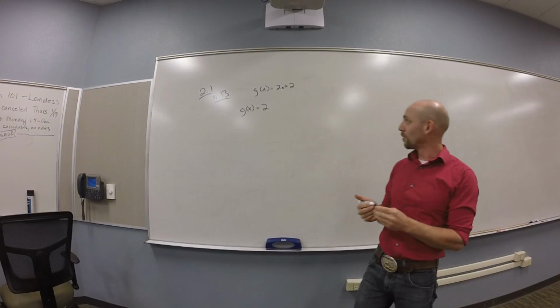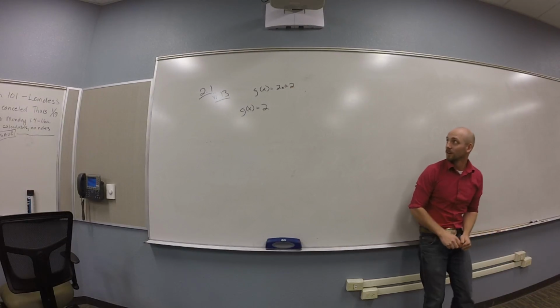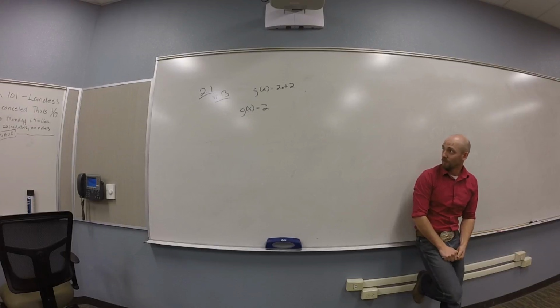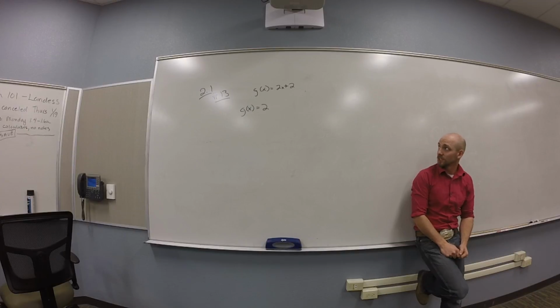Alright, so if we want to do number 13 out of 2.1, we want to know for which values is g of x equal to 2, and they give us g of x is 2x plus 2. So are they asking a question about an input or an output here?